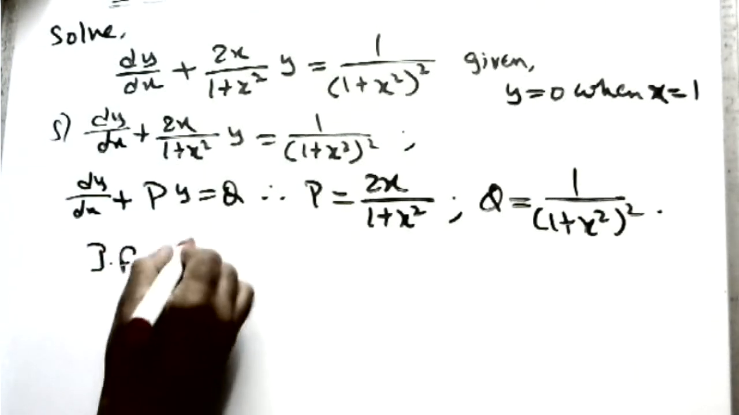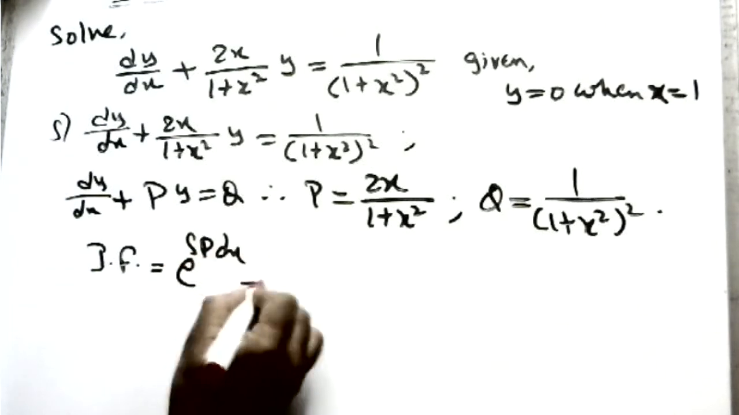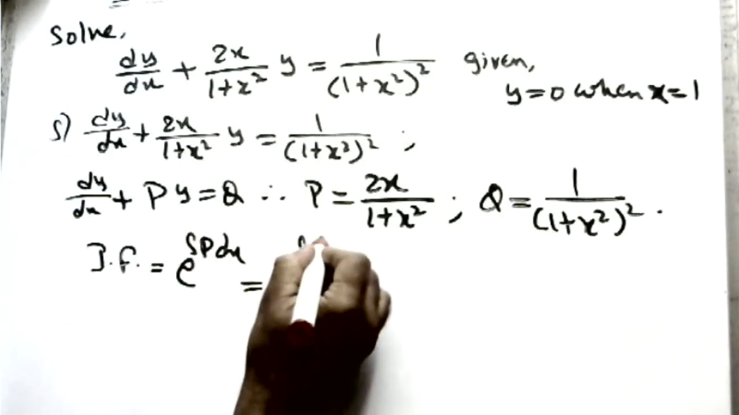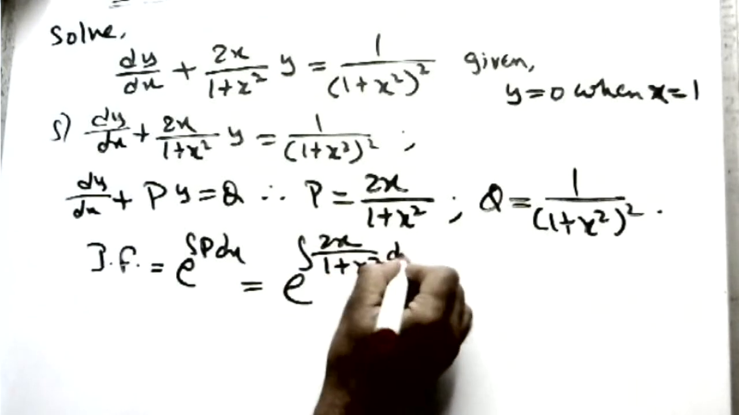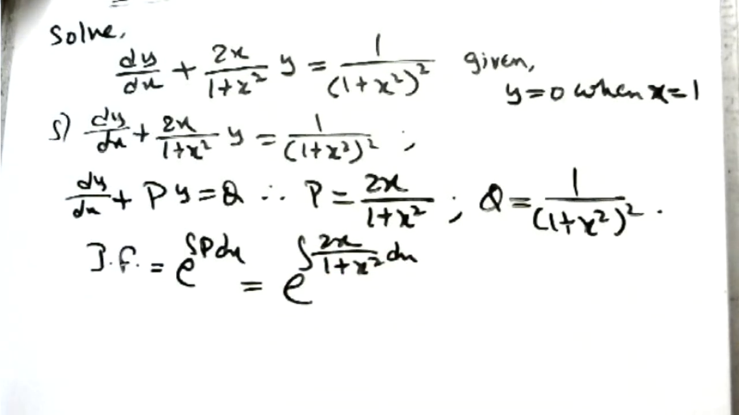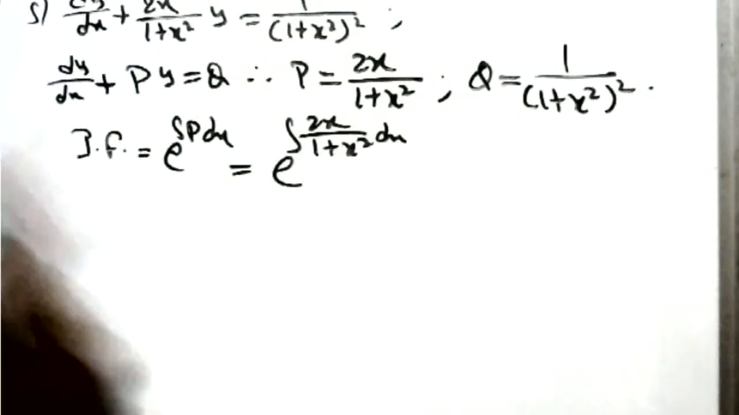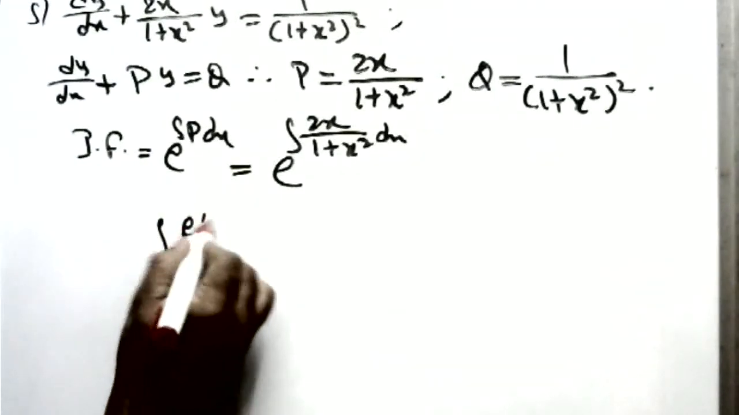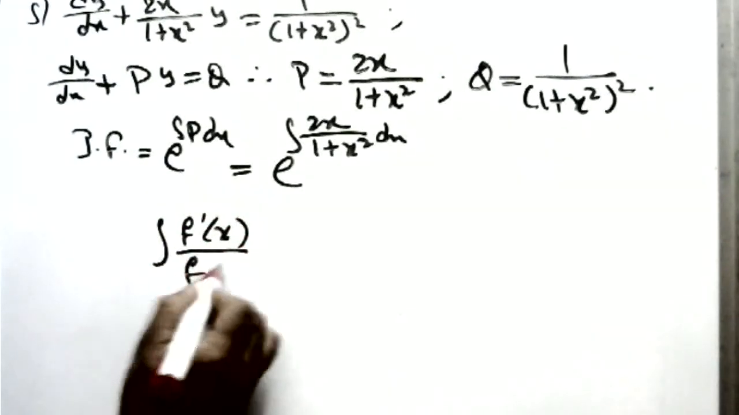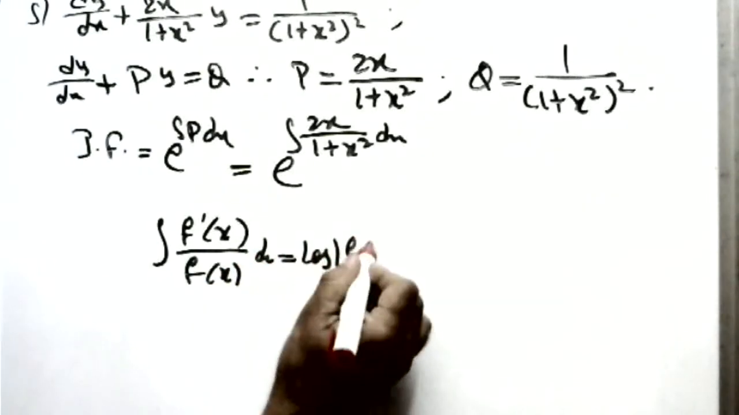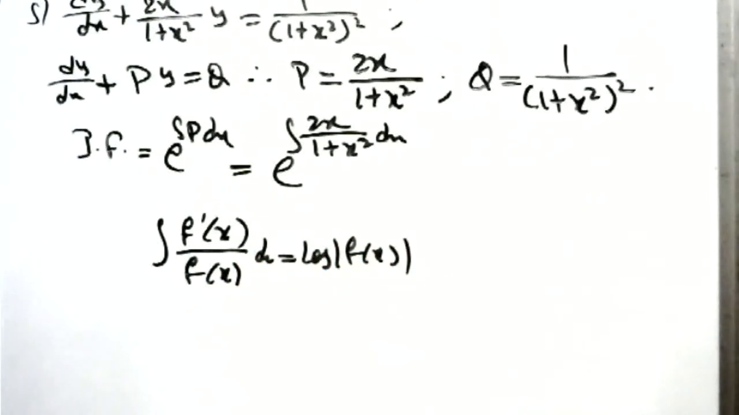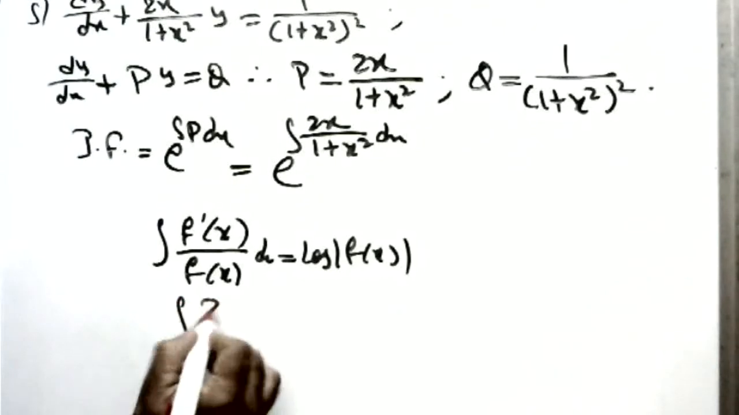The first step is the integrating factor. Its formula is e to the power of integration of P dx, so e to the power of integration of 2x by 1 plus x square dx. Now see here, I will explain this in the rough. There is a formula: integration of f dash x by f of x is log of mod f of x.